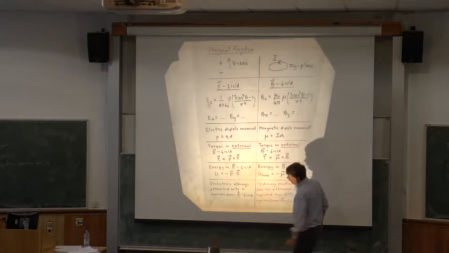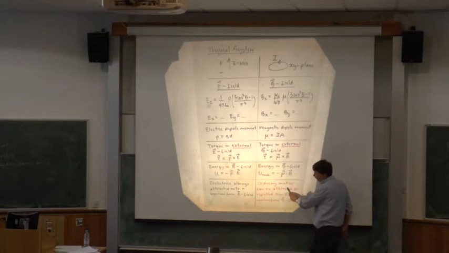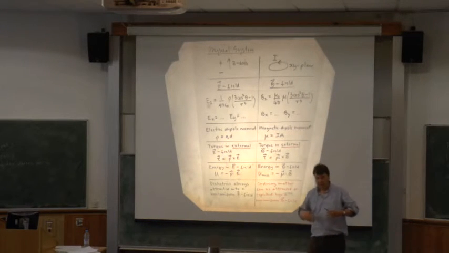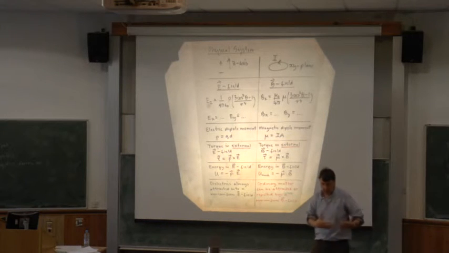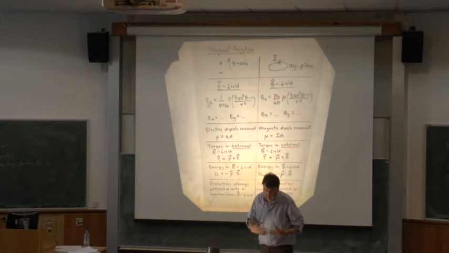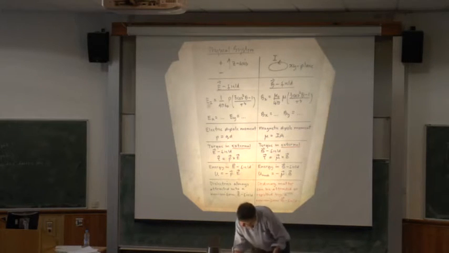Dielectrics are always attracted into a non-uniform E field, whereas ordinary matter can be attracted or repelled by a non-uniform B field. So there's a lot of analogies between magnetic dipoles and electric dipoles, but you also have to be careful that there are some differences as well.